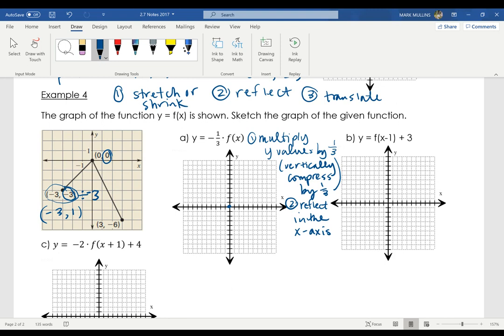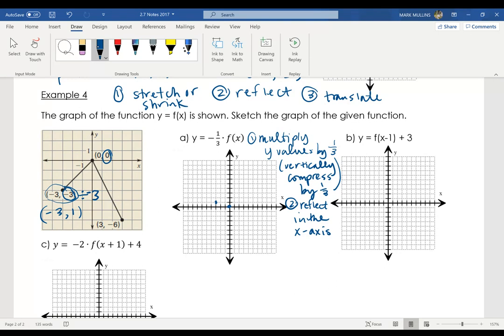And so if I look at it on this graph, I could even think about it in terms of squares. Like this is 3 squares away. If I'm compressing it by a third, now it's only going to be a third as far away from that axis. But then because I'm also reflecting it, instead of being on this side of my x-axis, it would be up here instead. And that's where I get that negative 3, 1 from. So one is kind of more of a picture explanation, and the other one is more of a mathematical explanation. So negative 3, 1 will now be here.